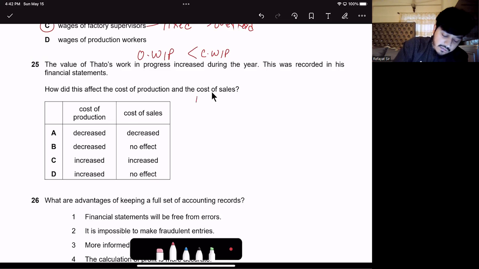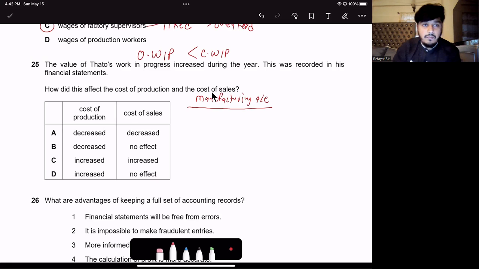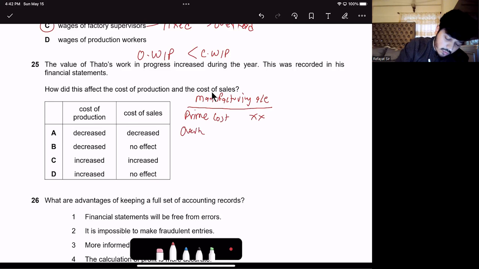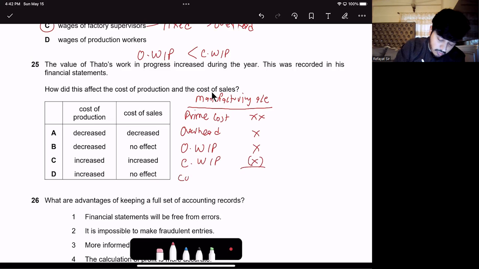Now if we look into a manufacturing account where we calculate our manufacturing cost, prime cost is initially written all the time. Then we add our overhead. To the overhead, we add opening work in progress and subtract closing work in progress to figure out production cost. Straight and simple.